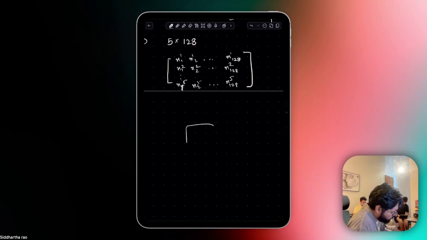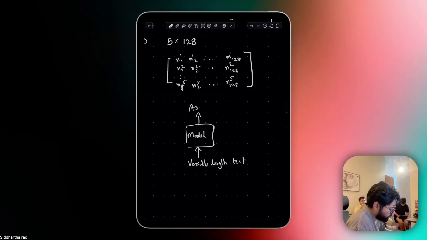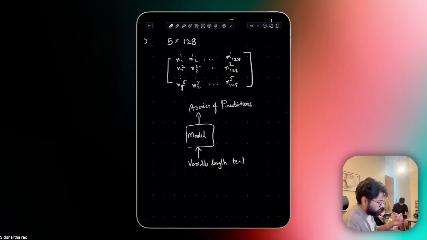So basically this is the model, and it takes in variable length text and does a series of predictions. And now we can ask the question: what is the series of predictions that the model is making?